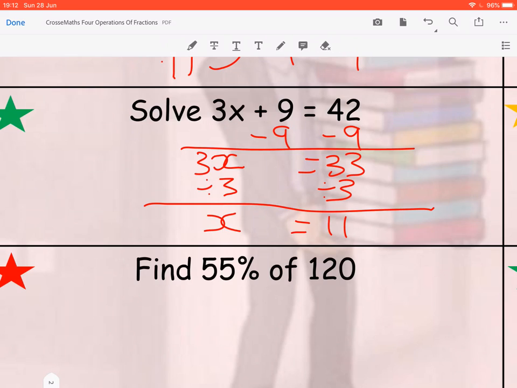If I put x is 11 back into the top, 3 times 11 is 33, plus 9 is 42, so I know I'm right.